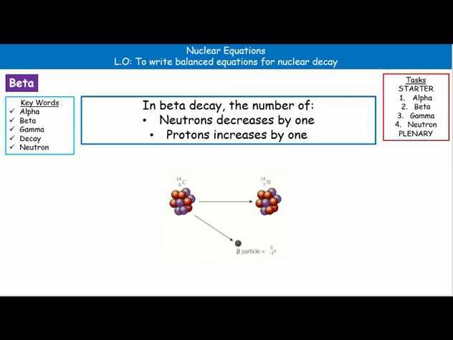Okay, let's check those answers then. Hopefully we managed to point out that in our beta decay the number of neutrons decreases by 1 and the number of protons increases by 1. So even though we're losing a neutron, we are gaining a proton. So make sure you've got those points written down if you don't already. I'll leave those up for about 30 more seconds.